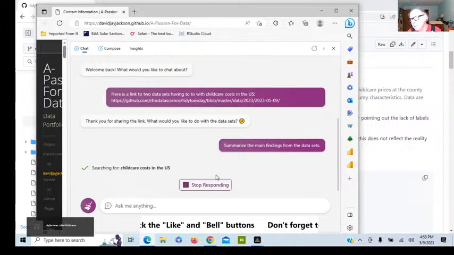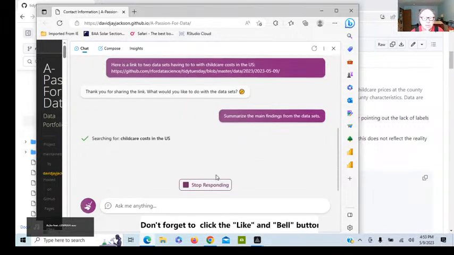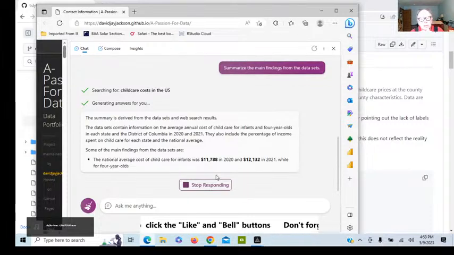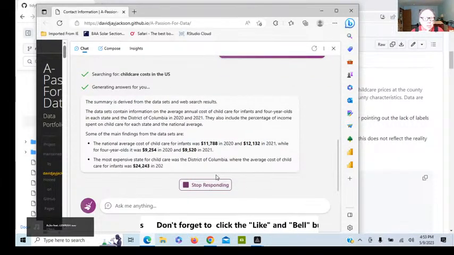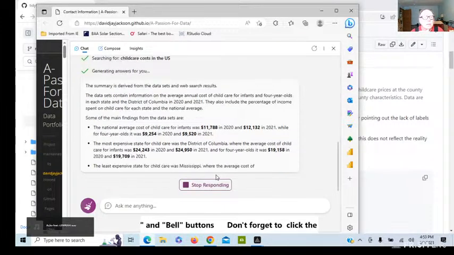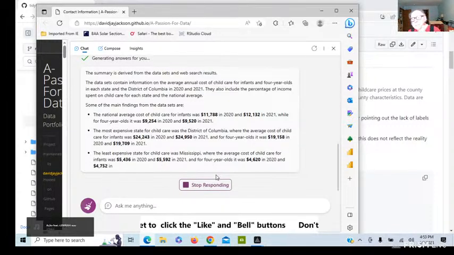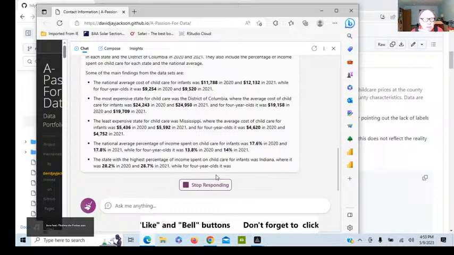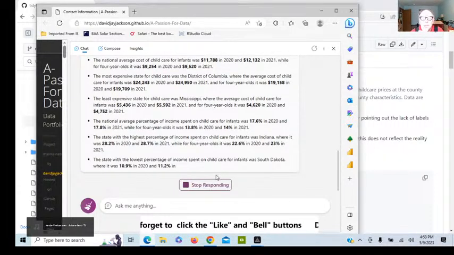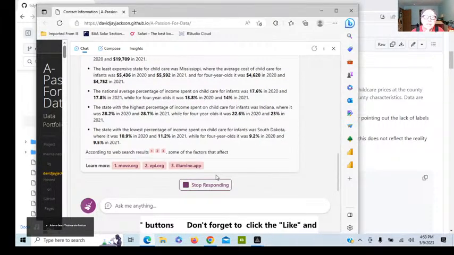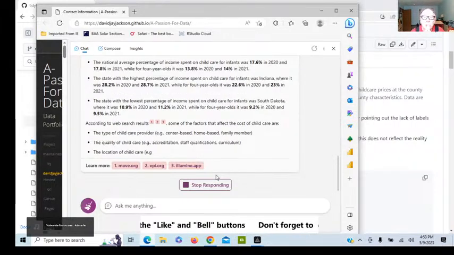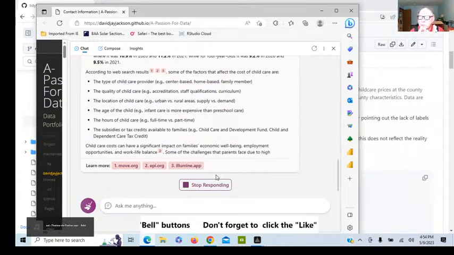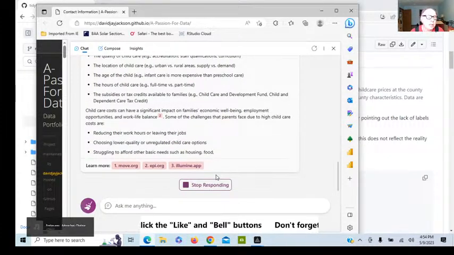Notice it also has little emojis with these boxes. Okay, so this is good. Did you catch what it said? It said these were results from both the two data sets I gave it the link to, and web results. So we're not only restricted to the data that we give it. It also goes out and looks for other things.